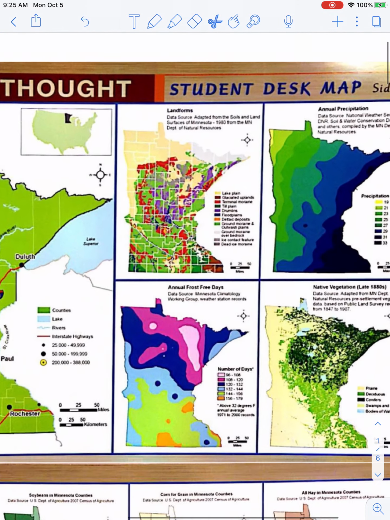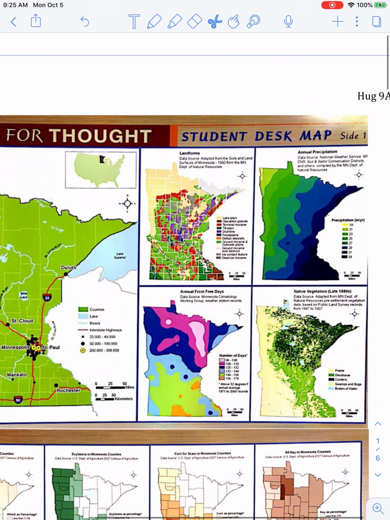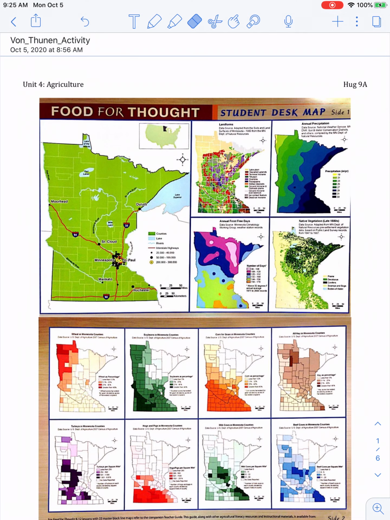Over on these, you're simply seeing some landforms, some annual precipitation, some native vegetation, and annual frost-free days. I don't think we're going to need you to worry about looking at these too much, so you don't have to focus on them, but they are there for your reference if you want to look at them.